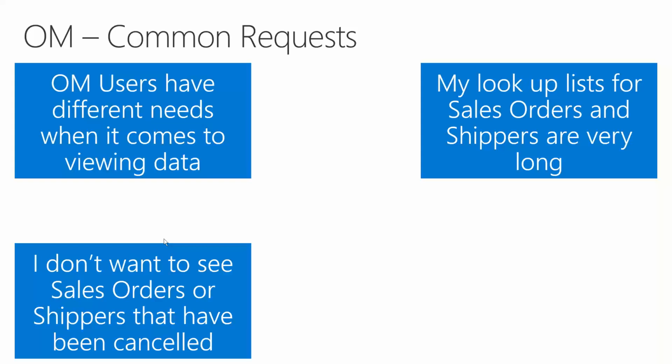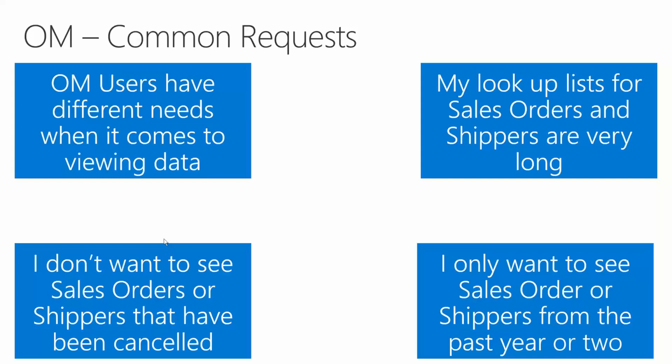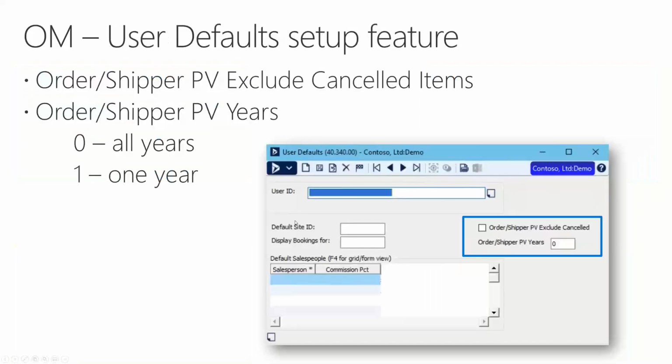Or maybe Dana as manager says, well, no, I can see the canceled orders. There might be a reason I need to pop it open at a later time and take a look at it. Another one was, I only want to see the things in the sales order and shipper screens that are current, maybe the past year or two. I don't want to see something from 5-10 years ago. I might say that, but Dan might say, no, I need to be able to pull up any of them at any time. And so we wanted to allow those same things to coexist in one area. And that's why we added these two new fields in this screen called the user default screen.